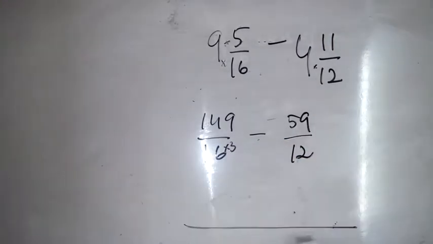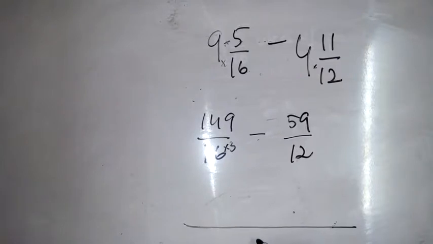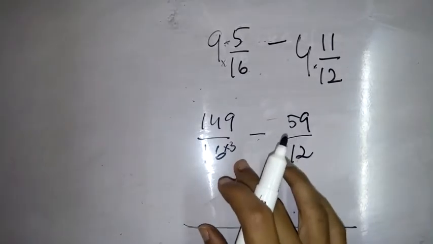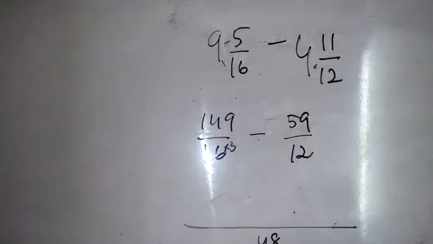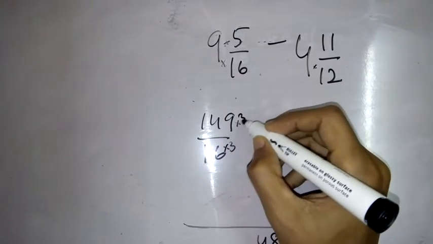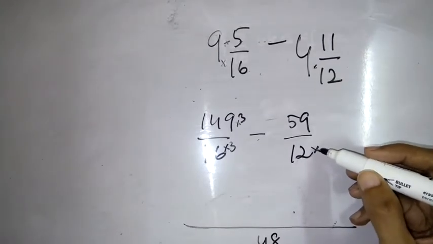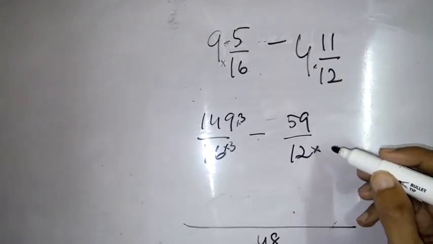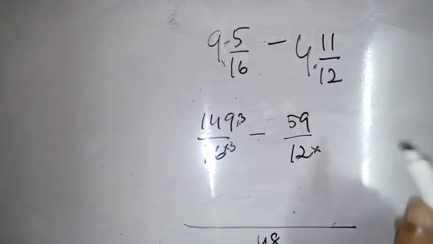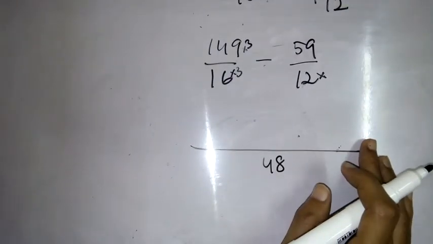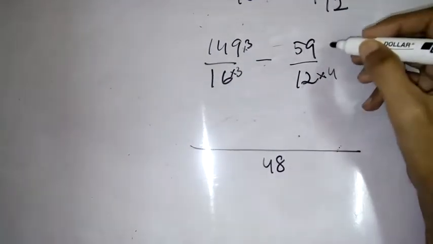What is my LCM? 48. Okay, 48 is my LCM. 16 threes are 48. What number will I multiply 149 by? 3. What number will I multiply 12 by to get this? 12 4s are 48. Excellent. What number will I multiply? 4.